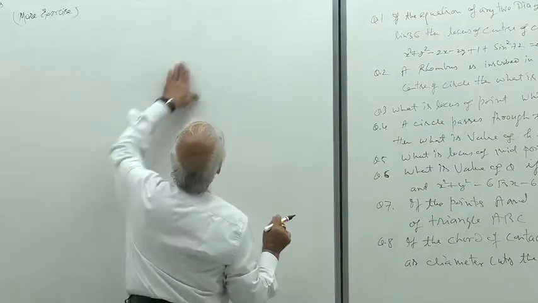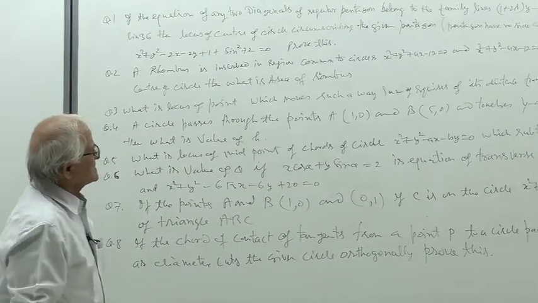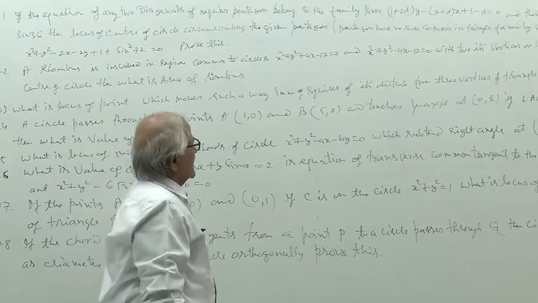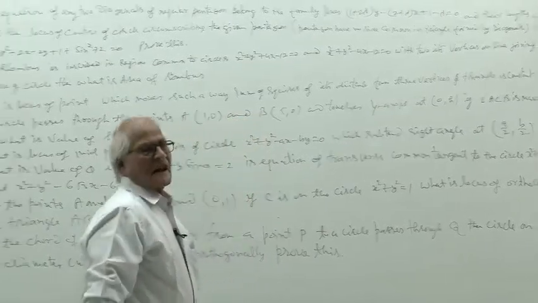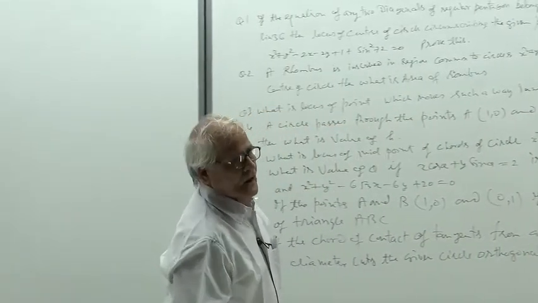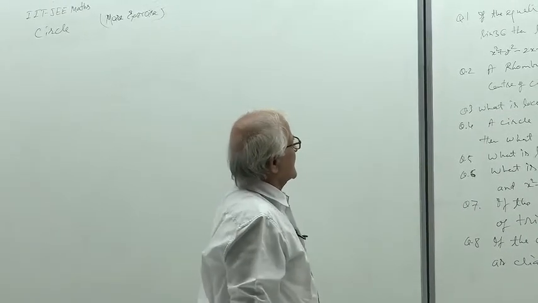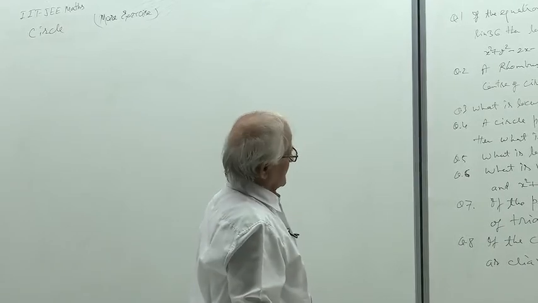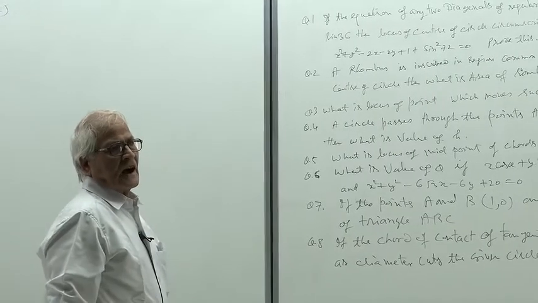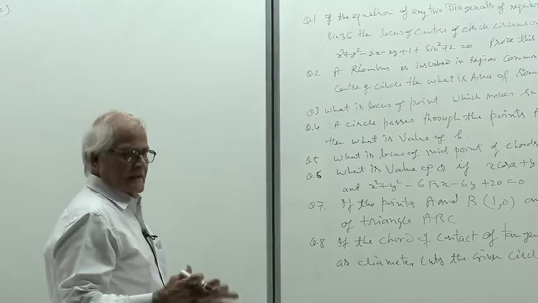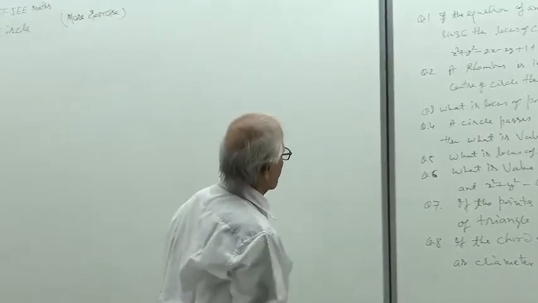Now we come to question number 3. What is the locus of the point which moves in such a way that the sum of the squares of its distances from the 3 vertices of the triangle is constant? Suppose the triangle is x1, y1, x2, y2, x3, y3. Now let's take any point, let it be HK. We find the distances from all the vertices first, add them and put them equal to a constant. Then see what result we get.